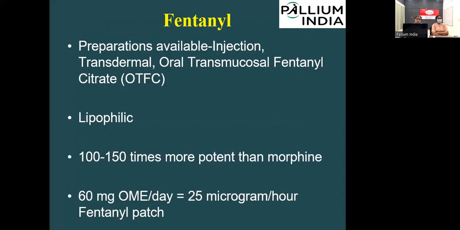Continue morphine. And what are the preparations available? Injection, that is what is available here. Transdermal patches, oral transmucosal fentanyl citrate, OTFC. And in some places they get fentanyl lollipops, which are absorbed transmucosally. It is 100 to 150 times more potent than morphine. Conversion also: if someone is taking 60 milligram of morphine per day, you have to apply a 25 microgram patch. You can see on the patch 25 microgram per hour or 50 microgram per hour.